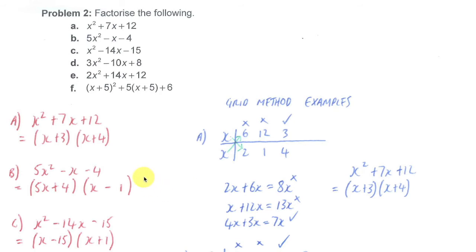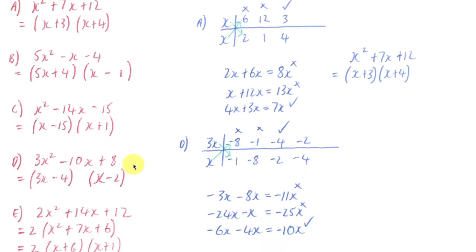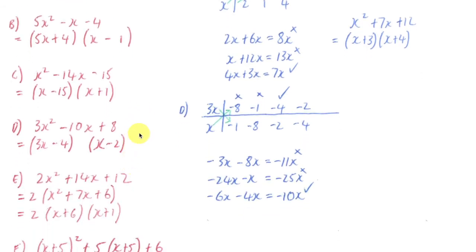Okay, so the factorisation of B is given there, and C, and let's look at the grid method again for D. So I've got 3x squared minus 10x plus 8. I rule up this grid. I then look at the first term, 3x squared. What are the 2 factors of that? 3x and x. I write those down. I look at the last term, and it's positive 8. So I'm going to write down all the factors of positive 8.